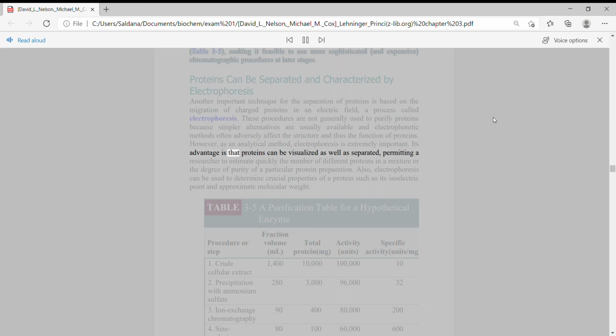Its advantage is that proteins can be visualized as well as separated, permitting a researcher to estimate quickly the number of different proteins in a mixture or the degree of purity of a particular protein preparation. Also, electrophoresis can be used to determine crucial properties of a protein such as its isoelectric point and approximate molecular weight.